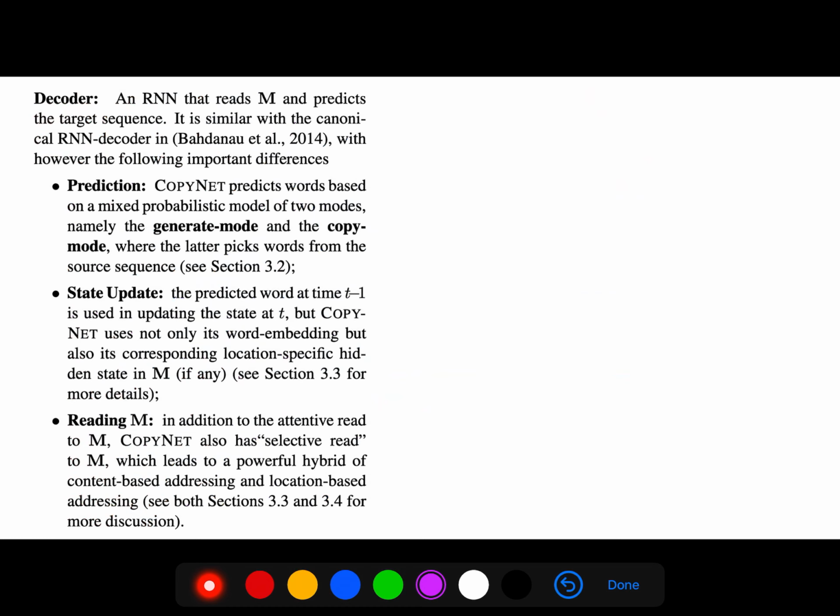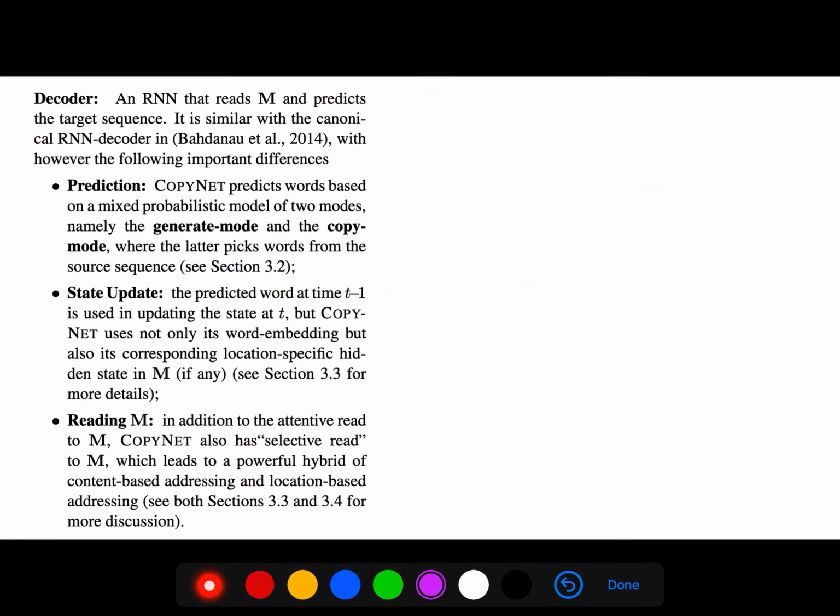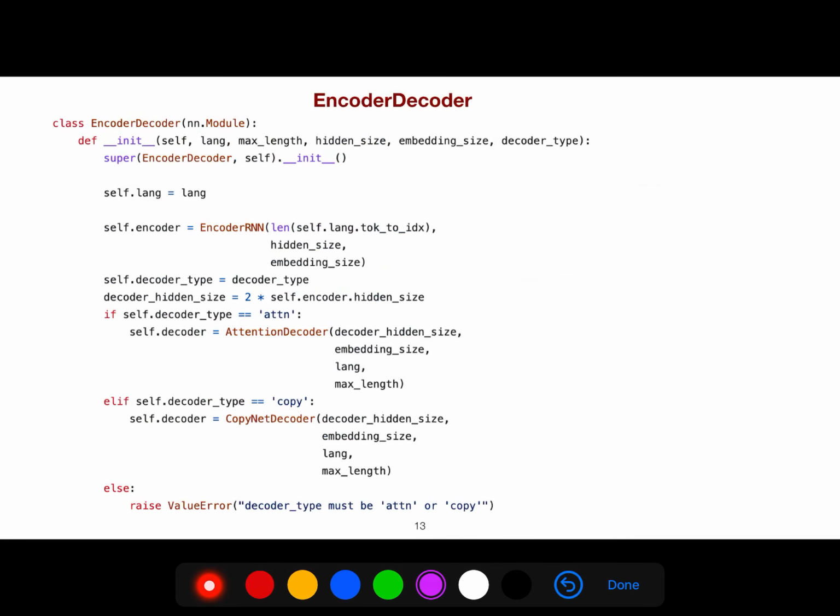The decoder section of the CopyNet is a bit interesting. So the prediction predicts the words on a mixed probabilistic model of two modes. Let me explain it here. Let me explain it later because we don't see it.